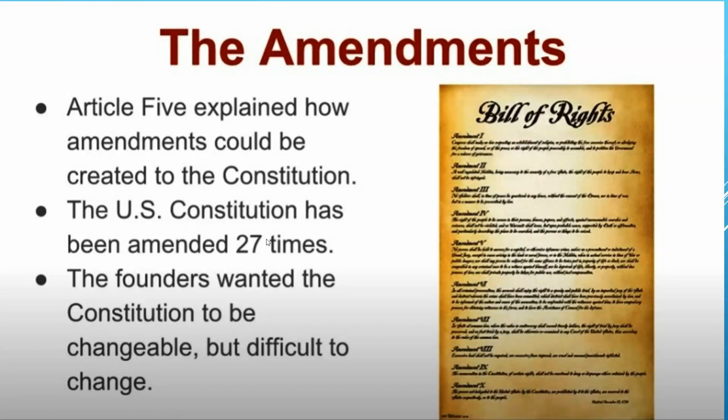In the fifth article, they explain how the Constitution can be amended. And it's very important that we have a Constitution that can be amended and changed because times change and we expect from our government changes as well. So, 27 times in our history, that's how many amendments there are, 27 amendments. 27 times in our history, the Constitution has been changed, although 10 of those were done in the first year, and that is better known as the Bill of Rights.